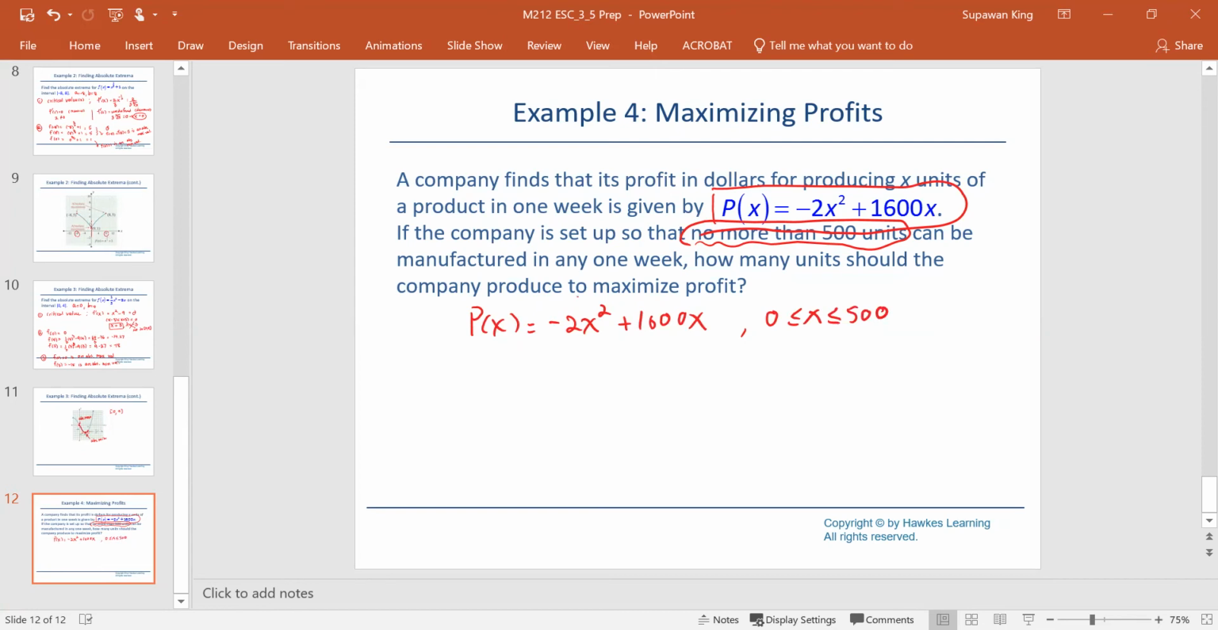To find the number of units, or to find the x that maximizes the profit, another way we say it is find x that gives you the absolute maximum value of the profit. Step 1, we find the critical value.